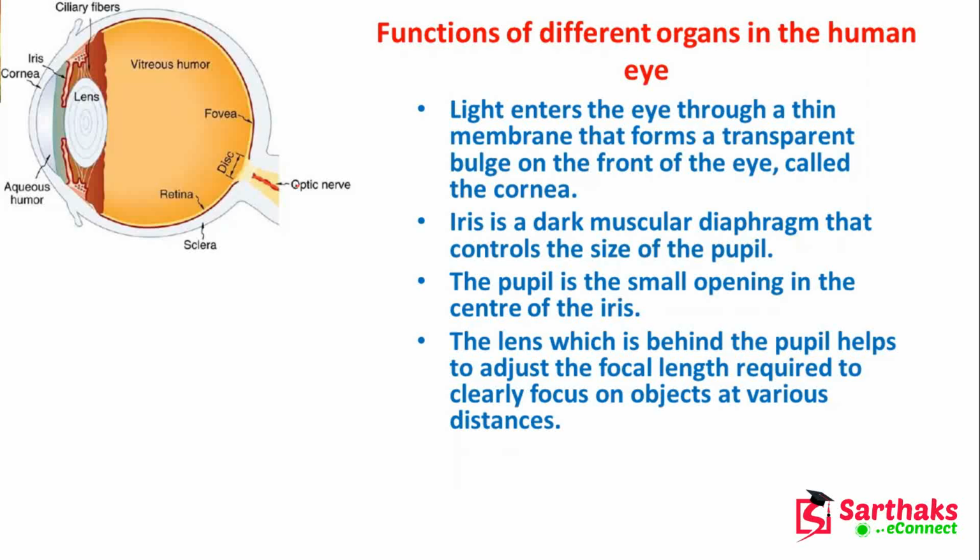Light enters the eye through a thin membrane that forms a transparent bulge on the front of the eye. That is called the cornea. This is the very thin membrane in front of the eye. And the iris is a dark muscular diaphragm that controls the size of the pupil.